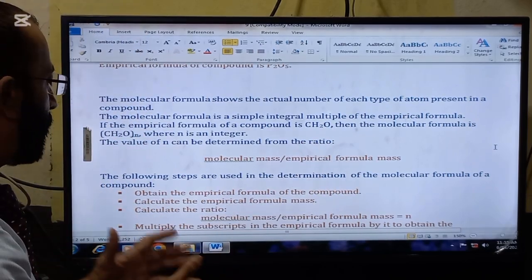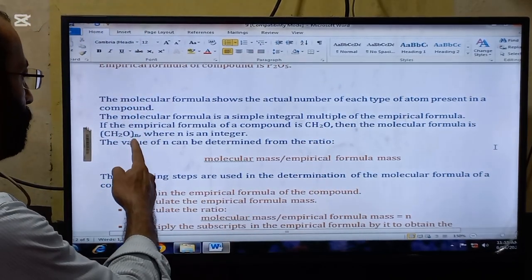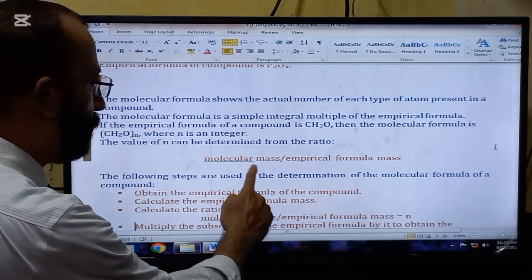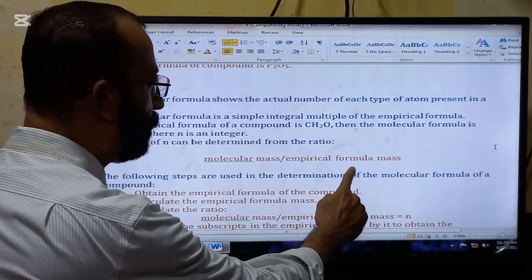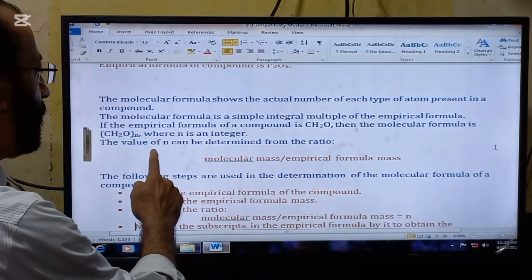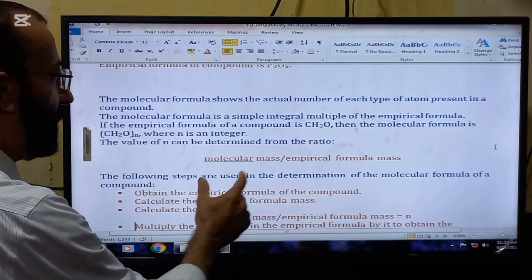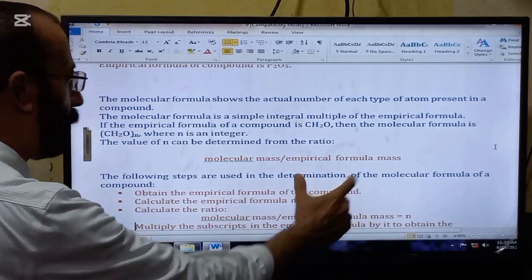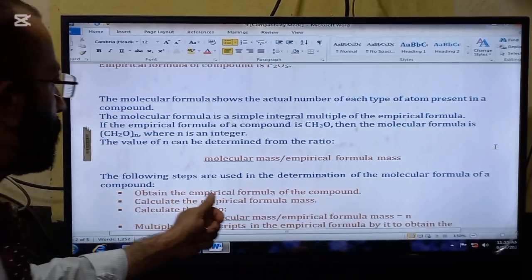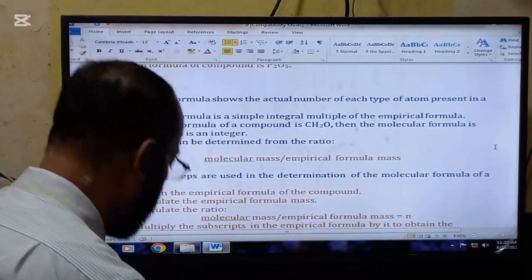The procedure of finding the value of n is molecular mass over empirical formula mass. So this is the method, this is the procedure of finding the value of n: molecular mass over empirical formula mass. The following steps are used in the determination of the molecular formula of a compound.